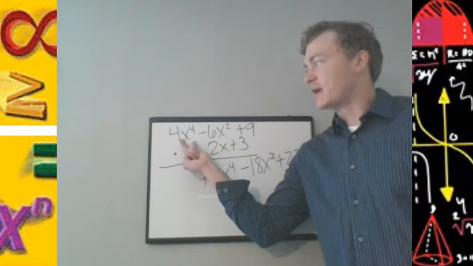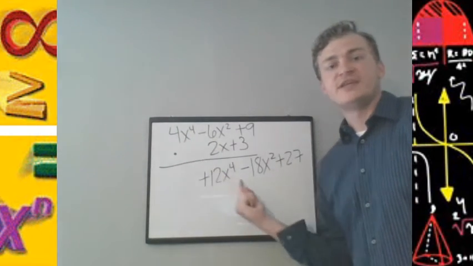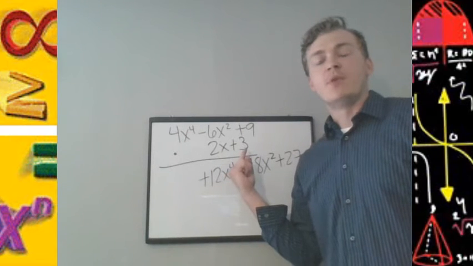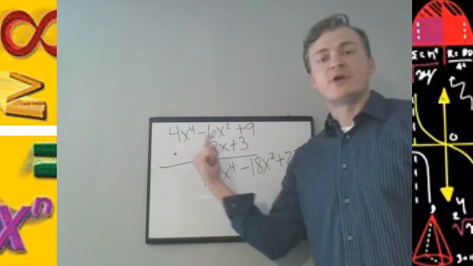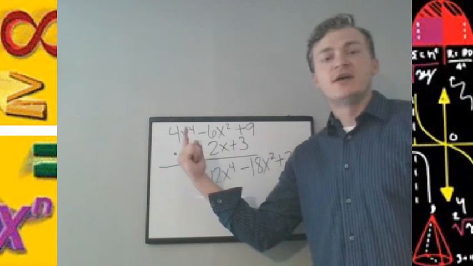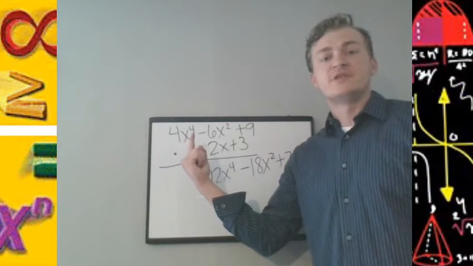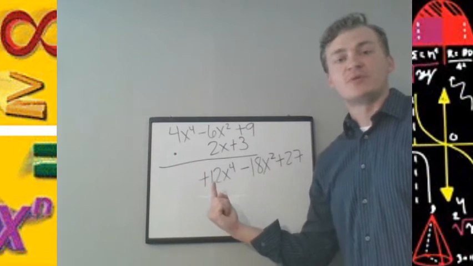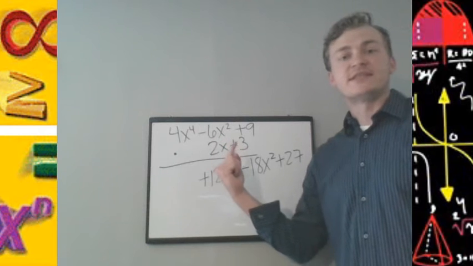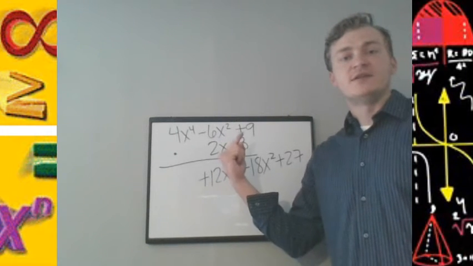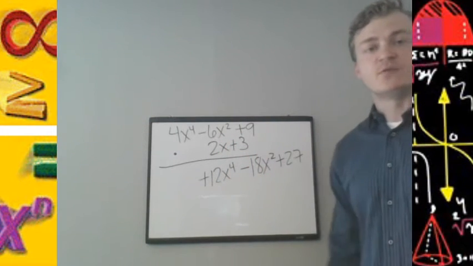Notice this degree of 4 didn't change here when we multiplied it by a 3. Multiplying by a coefficient or a constant number does not change the exponent, right? Because there is no factor of x here. This x to the fourth stays x to the fourth. The 4 gets multiplied by the 3 to get 12. X squared stays. Negative 6 times 3 is negative 18. This positive 9 times positive 3 is positive 27.